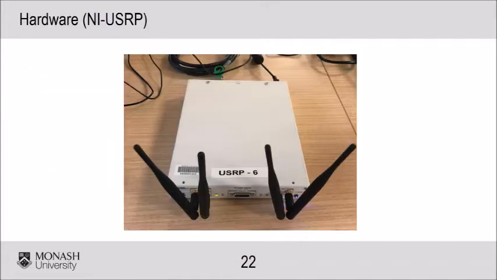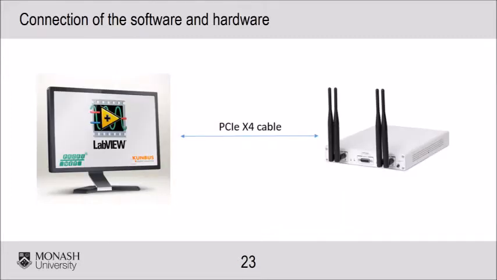This is the hardware that this project uses for the simulation, which is called NI USRP. Those probes on the hardware are the antennas of our system. The software that is used here for constructing the transmitter and receiver is LabVIEW, and the connection cable between the PC and the NI USRP is PCIe x4. Now, the video will be showing the simulation part.